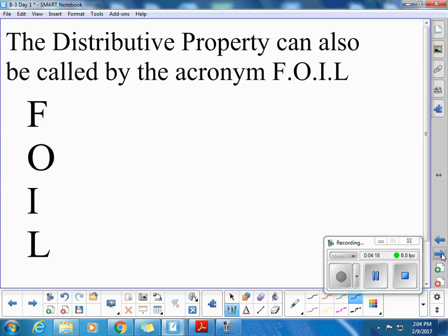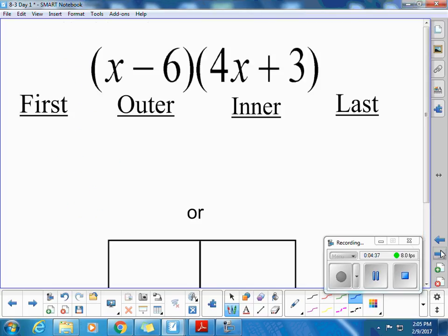Another way that we can do it instead of the box is called FOILing. And FOIL stands for first, outer, inner, and last. And that is how we multiply two binomials together. So if we look here, first, outer, inner, last, it just means the first part of each of the binomials. So first times first. I often just draw these arrows, but you have 4x times x, which is 4x squared.